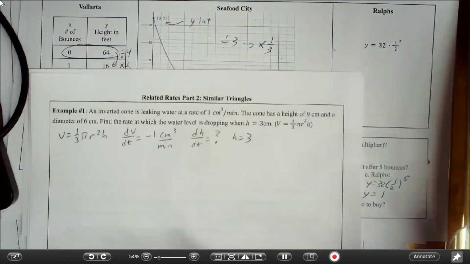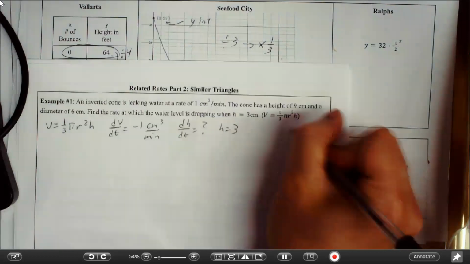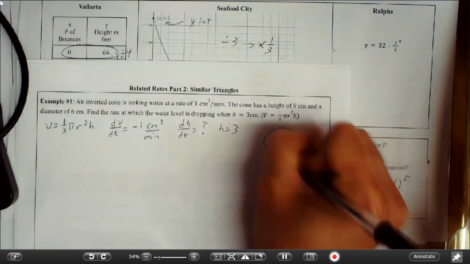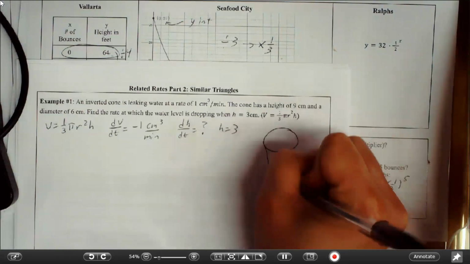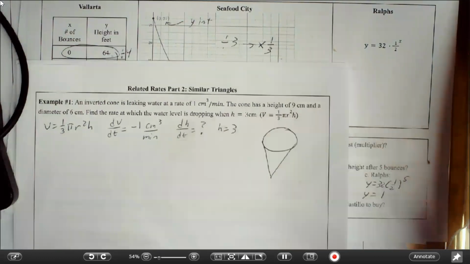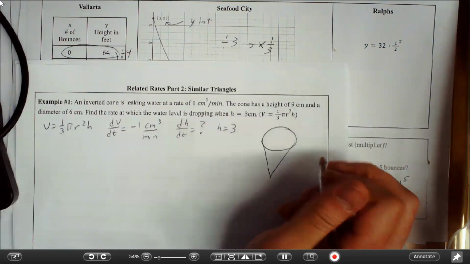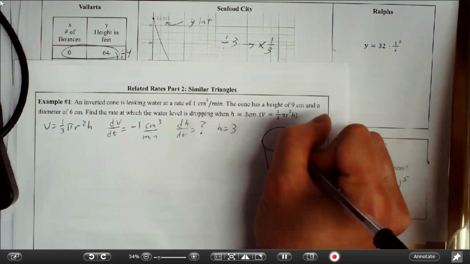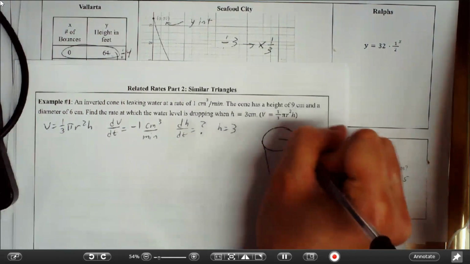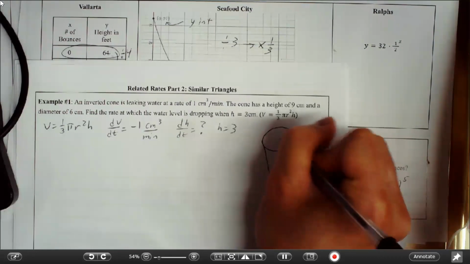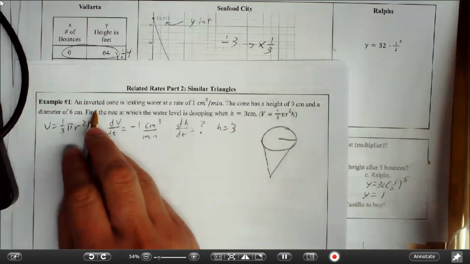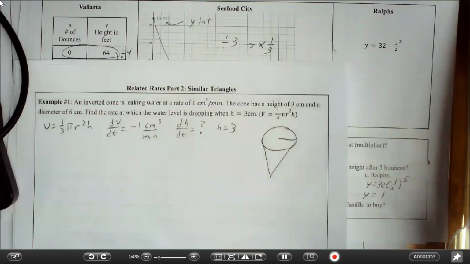However, cones have a special property. So here's your cone, and it's leaking water down here. It's an inverted cone, right? When you talk about a cone, they put the circle on the bottom. An inverted cone means you put the tip at the bottom.